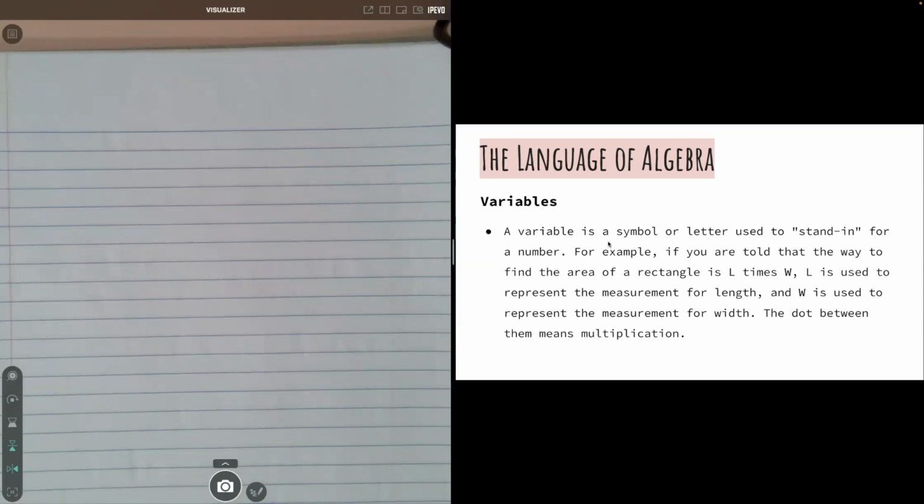So variables, you need to understand what variables are and what they do. A variable is a symbol or letter used to stand in for a number. So they just hold that place for whatever number they represent. For example, if you are told that the way to find the area of a rectangle is L times W, or length times width, that's why we have L standing in for length and W standing in for width. We don't know what numbers we have for whatever we're measuring, so we just put those letters in there and we can replace them with whatever we measure to be the length or the width.